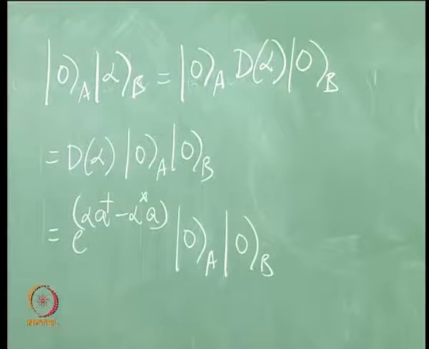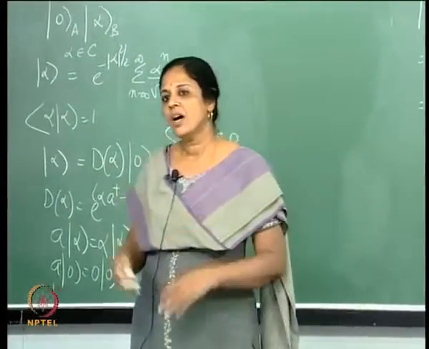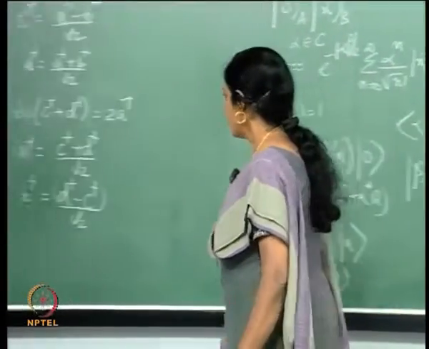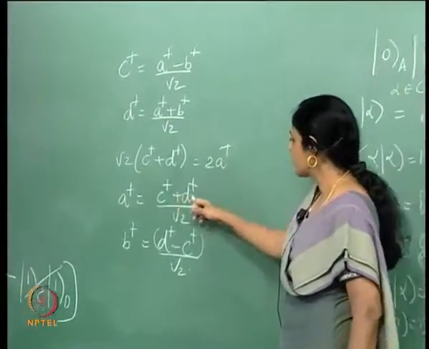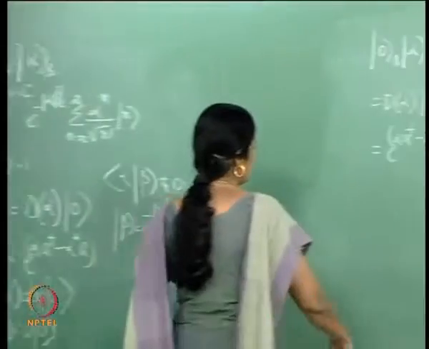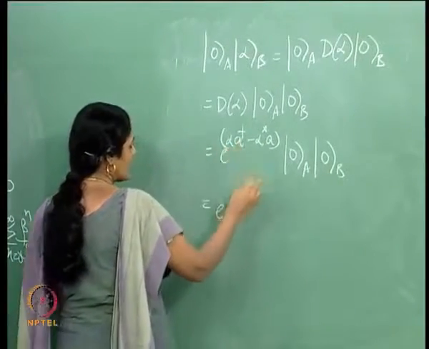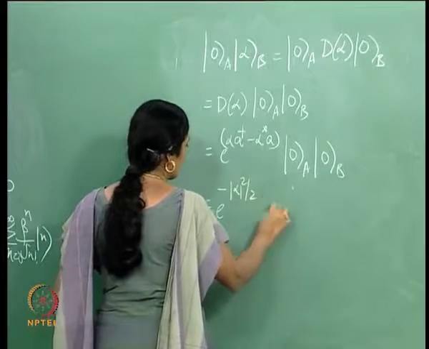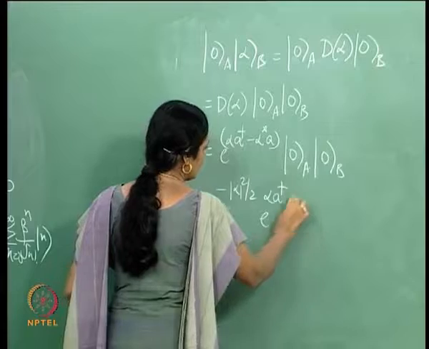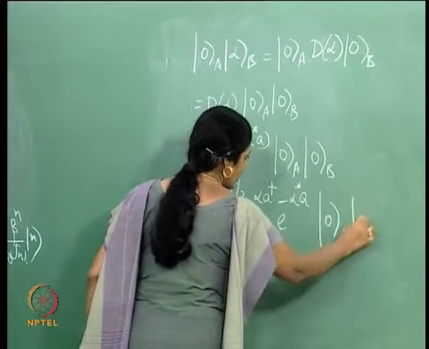I know what happens to a† and a, and how they appear if I look at it from the framework of the output ports. I know that a† is (c† + d†)/√2, and a is (c + d)/√2. Now, incidentally, this is just using the disentanglement formula. This is e^(−|α|²/2) e^(α a†) e^(−α* a), acting on |0⟩_A |0⟩_B.